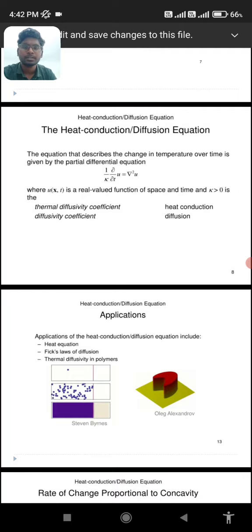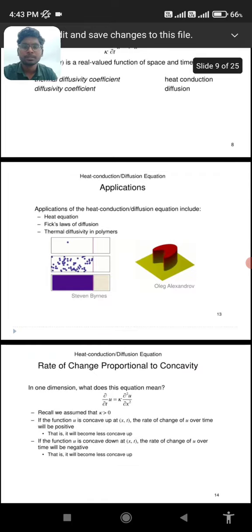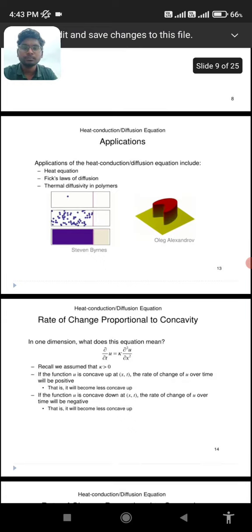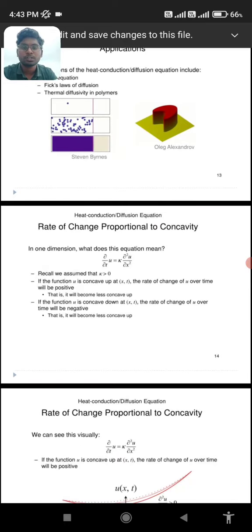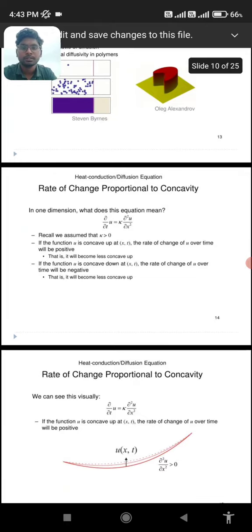Heat conduction diffusion. Applications of the heat conduction diffusion equation include the heat equation, Fick's law of diffusion, and thermal diffusivity in polymers. The rate of change is proportional to concavity.